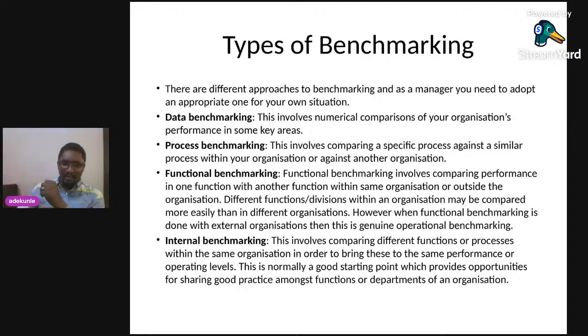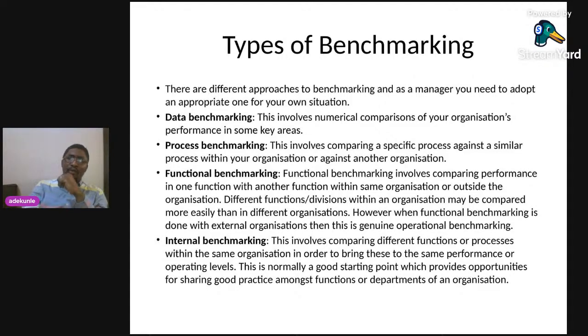You have what we call internal benchmarking. This involves comparing different functions of your process within the same organization in order to bring them to the same performance. If you realize that accounting is doing well as against the procurement department, you can compare what the accounting department is doing well that procurement is not doing well. That's internal. Then when we talk about functional benchmarking, you can say, okay, I want to compare an accounting function in my organization with an accounting function in another organization, not necessarily in the same industry, to see what they are doing well. These are some of the things you can look at.